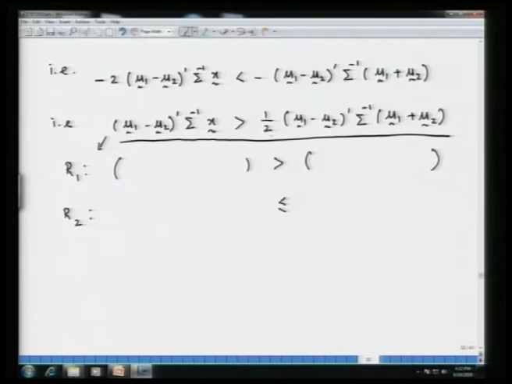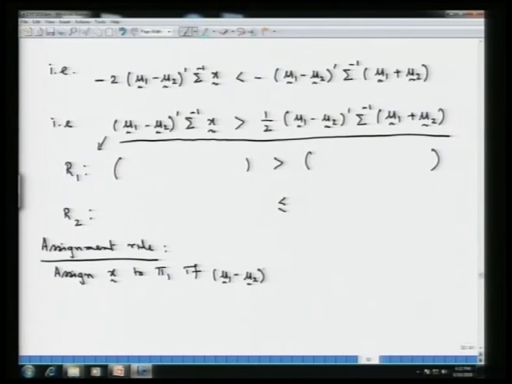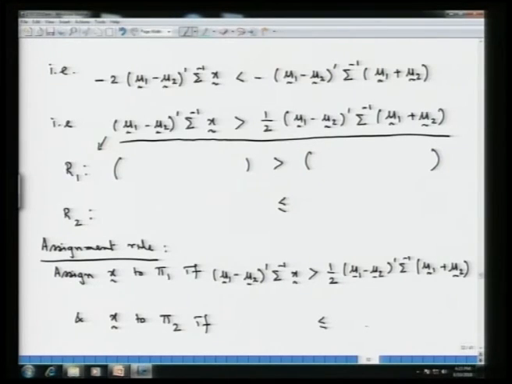Now, this is nothing but the Fisher linear discriminant function. So, the assignment rule or allocation rule is the following: assign the random vector x to pi 1 if we have got this mu 1 minus mu 2 transpose sigma inverse x to be greater than half mu 1 minus mu 2 transpose sigma inverse mu 1 plus this mu 2 term, and x to pi 2 if x belongs to R 2, that is if this is less than or equal to this.